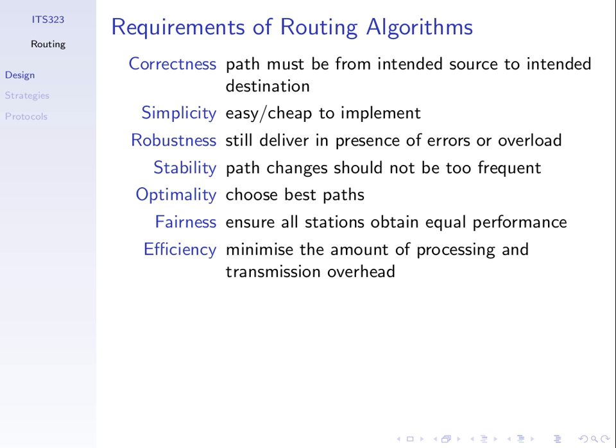Fairness is to try to be fair amongst the different nodes in the network in choosing paths. Here's an example.